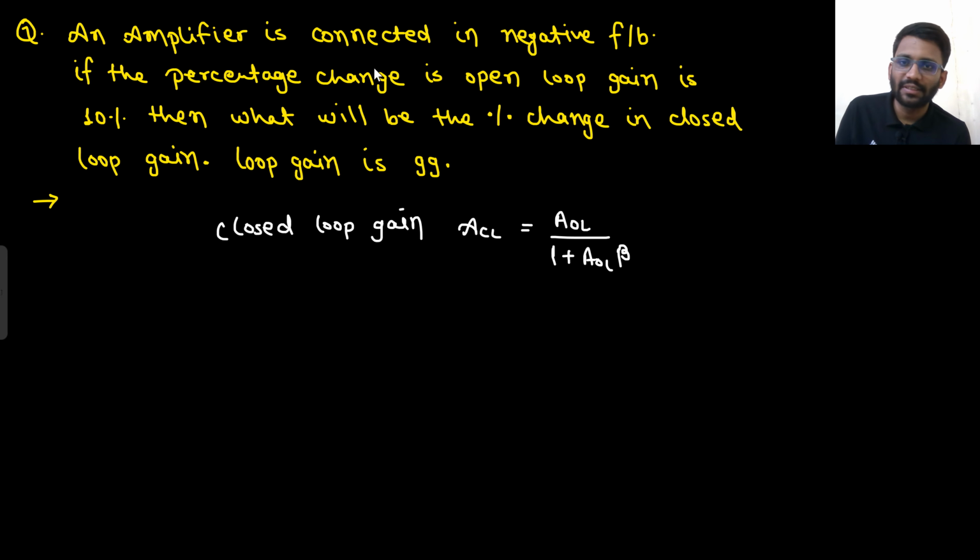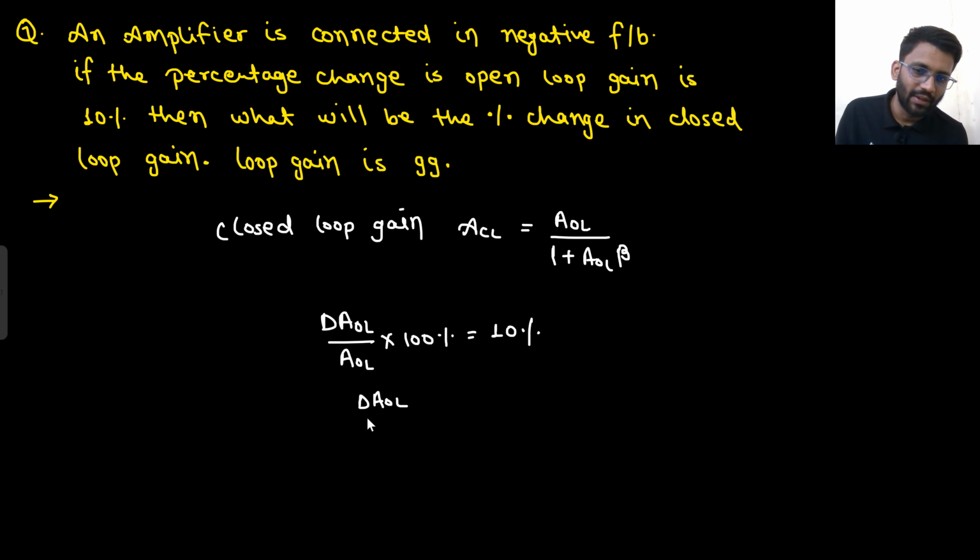Now what is given? Percentage change in open loop gain is 10%. So delta open loop gain divided by open loop gain into 100% is equal to 10%. Say yes or no. Right? So what will be the value of delta AOL divided by AOL? That is 0.1.